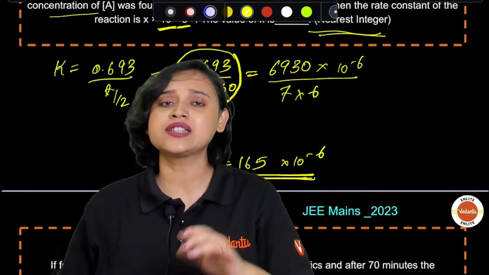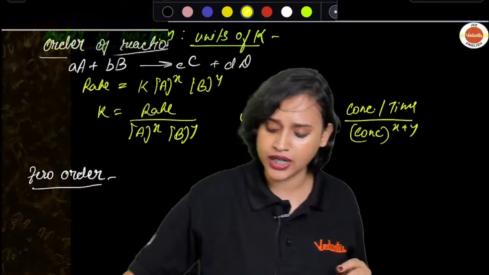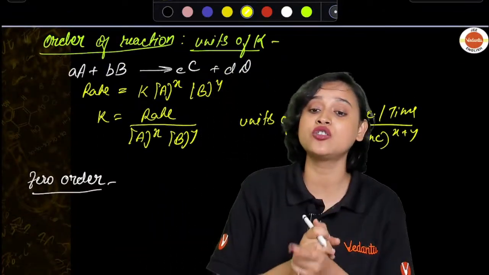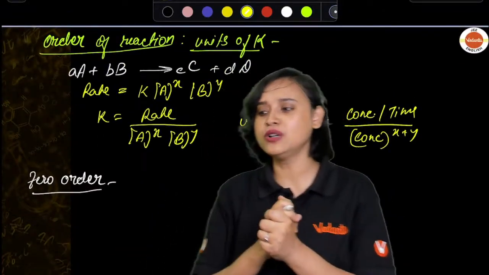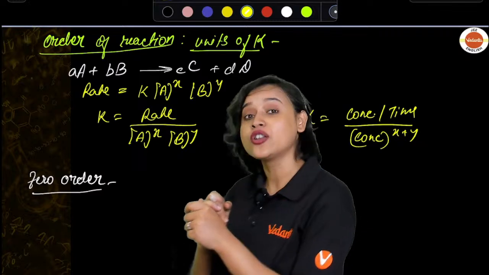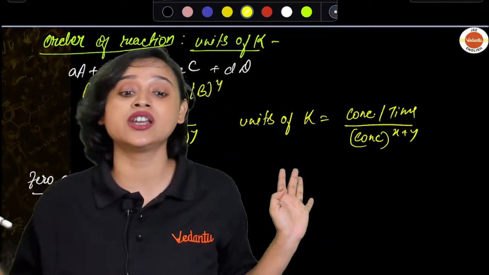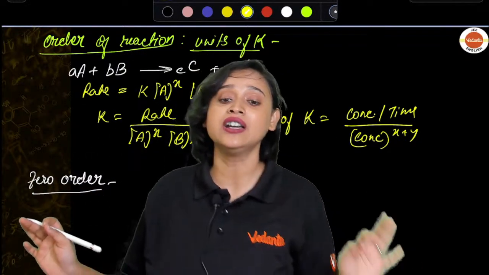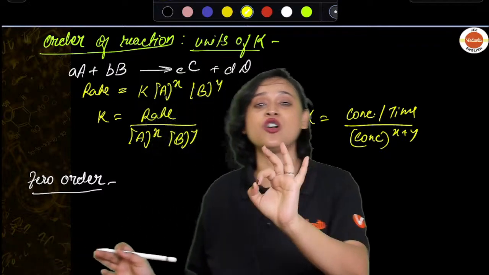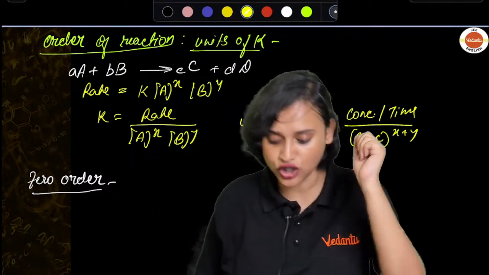Alright, guys. Now let us talk about order of reaction. Let us talk about the units of K. You will be surprised to know, those of you who are studying it for the first time, that the units of K for each and every order of reaction are different. Chalo, let us calculate it.